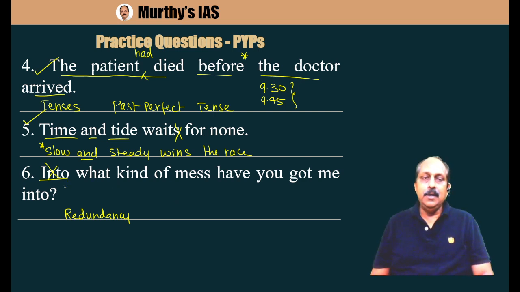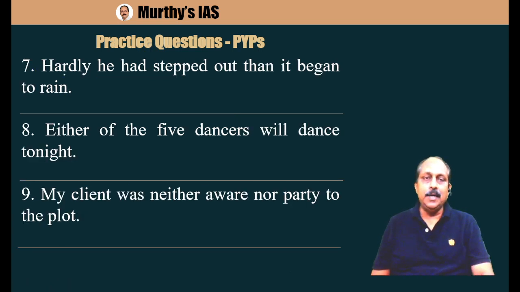Same way here, into two times is not correct. And here this should be the capital letter. What kind of mess have you got me into? Here, some students may think it should be gotten. In Old English, we would say gotten. Now, got, nothing wrong. What kind of mess have you got me into? That is correct.